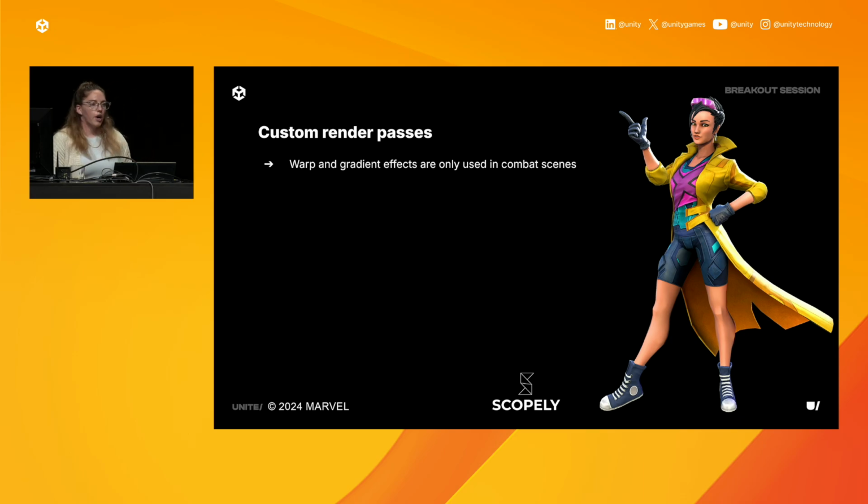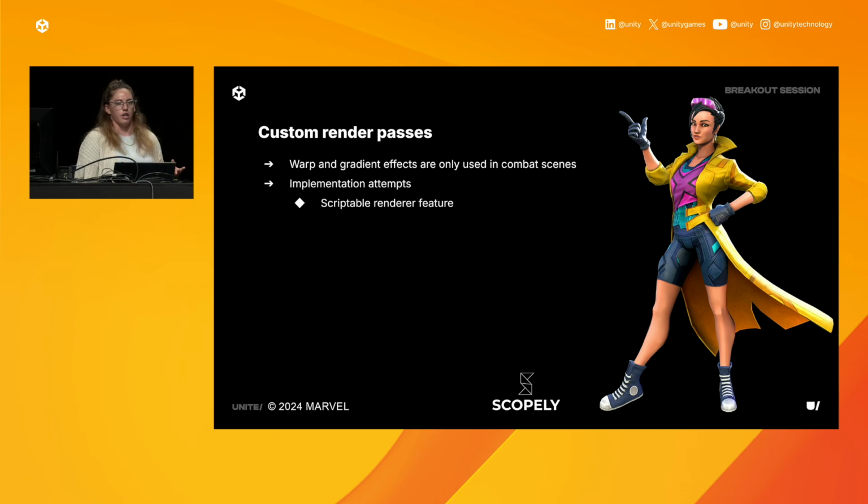Both of these effects require additional render textures. So at first we used the scriptable render feature to enqueue the custom render pass, but when we did memory profiling, we found that those render textures were still present in memory even when the effect was disabled outside of combat. And we wanted to get rid of this render texture when the feature isn't enabled. We don't need to keep it around. There's no reason for that.